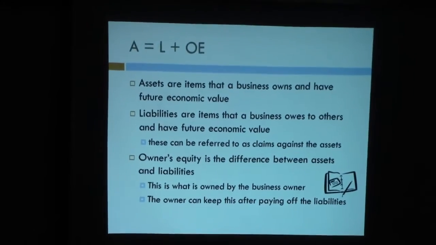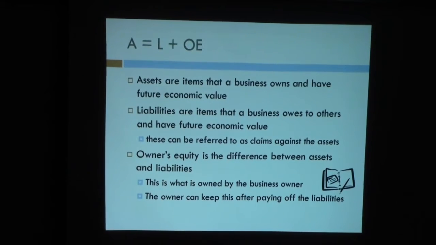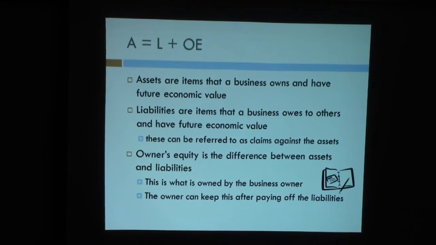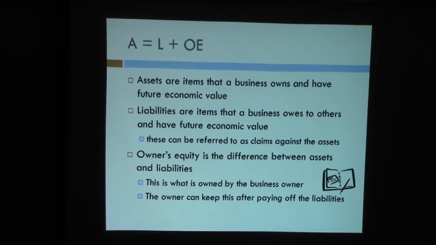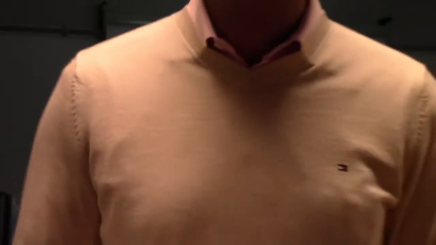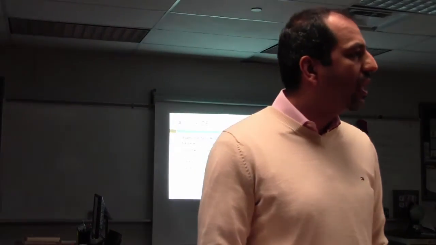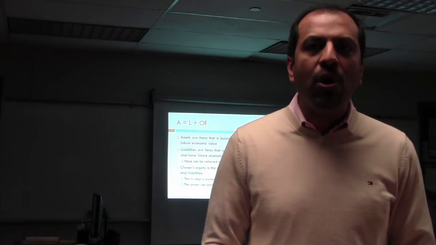And same thing with liabilities. Liabilities can also be referred to as claims against the assets. So in my example earlier about the car, the $15,000 loan is something that is against the car, meaning if someone has given you that $15,000, they can either ask for that $15,000 back from you, or they can ask you to sell the car and give them $15,000.